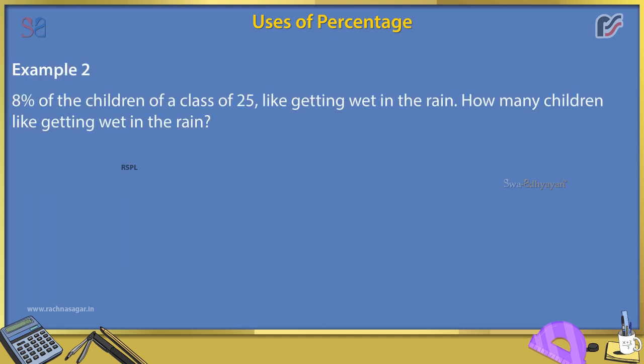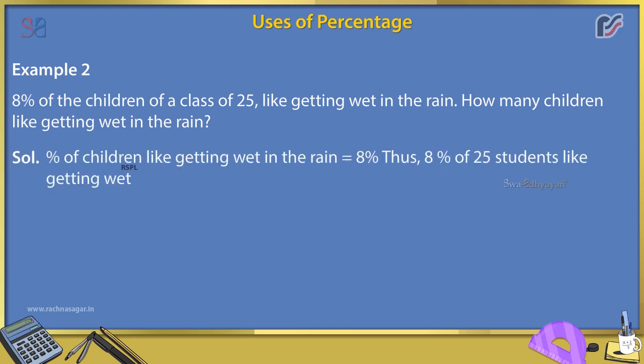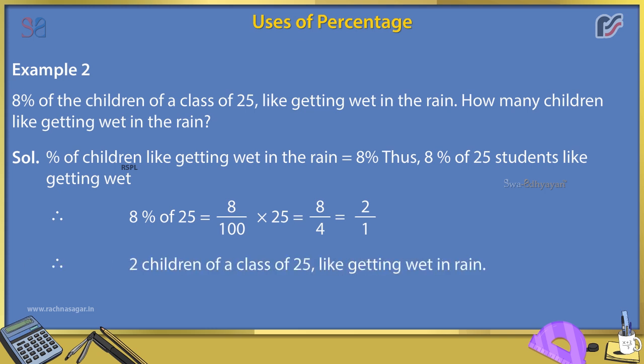Example 2. 8% of the children of a class of 25 like getting wet in the rain. How many children like getting wet in the rain? Solution. Percentage of children like getting wet in the rain is equal to 8%. Thus, 8% of 25 students like getting wet. Therefore, 8% of 25 is equal to 8 by 100 into 25, which is equal to 8 by 4, which is equal to 2 by 1. Therefore, 2 children of a class of 25 like getting wet in rain.